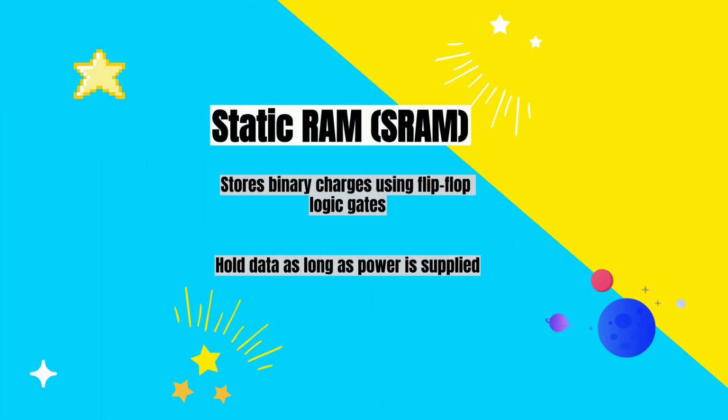Now, let's take a look at static RAM, otherwise known as SRAM. SRAM is a type of RAM that retains data bits in its memory as long as power is being supplied to it. It is able to do this by using latching circuitry, more commonly known as flip-flops, to store each bit.